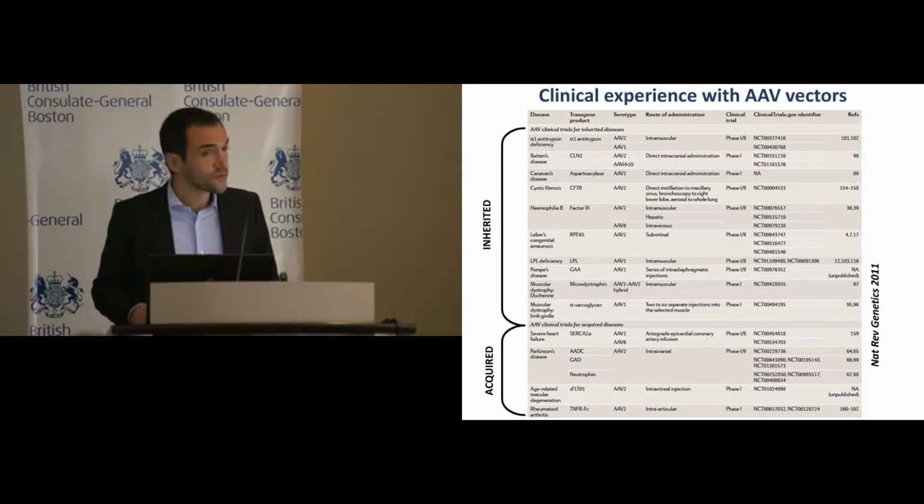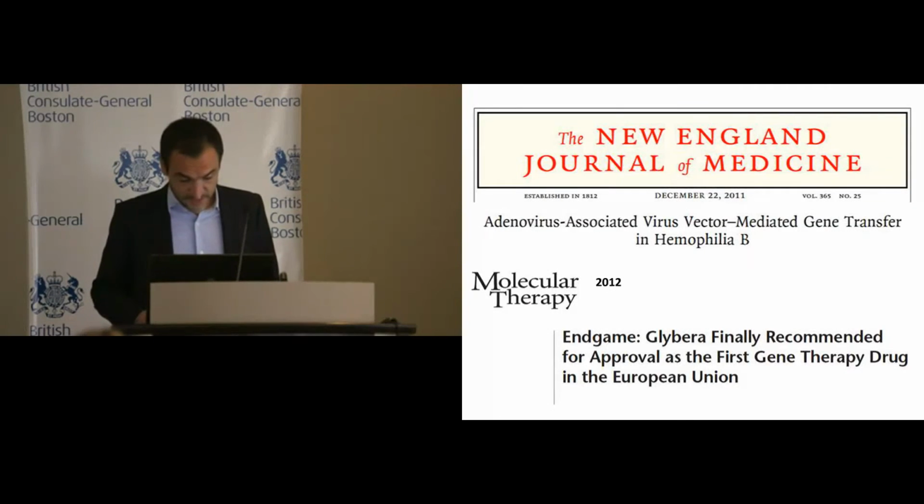And there's considerable experience in humans with these vectors. This is just an old list. In fact, the list now is much longer, of trials that have been conducted in humans using these vectors for both inherited, metabolic and acquired diseases. And perhaps some of the most recent highlights and most important results are here.